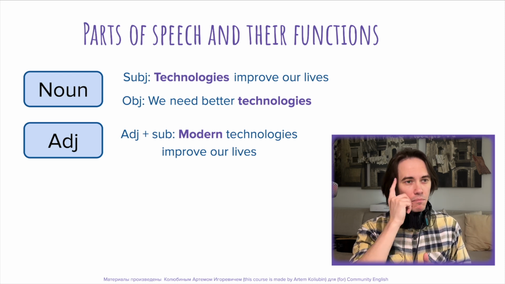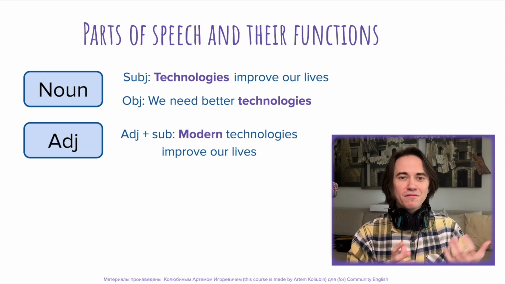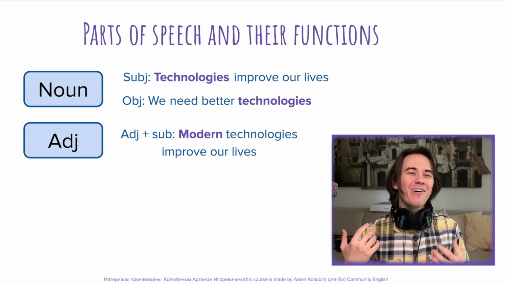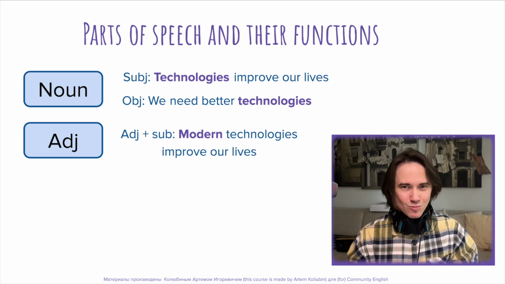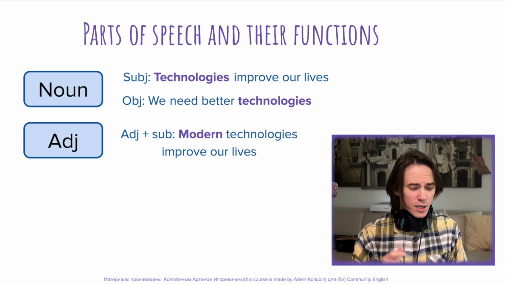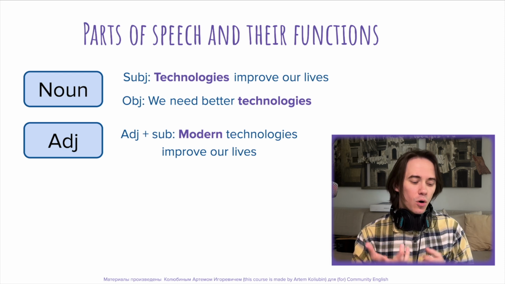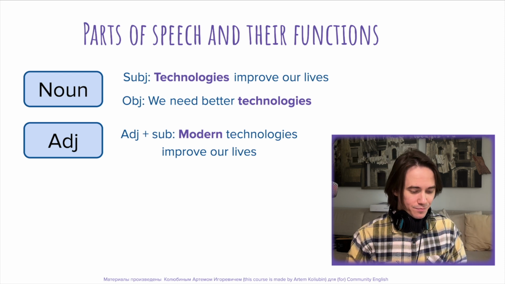Again, we remember that it should be an adjective. It shouldn't be a noun or a verb. You cannot say go technologies improve our lives, or improve technologies improve our lives. It wouldn't work here, okay? It can also be an object, like we need better modern technologies. So an adjective goes together with a subject or an object.